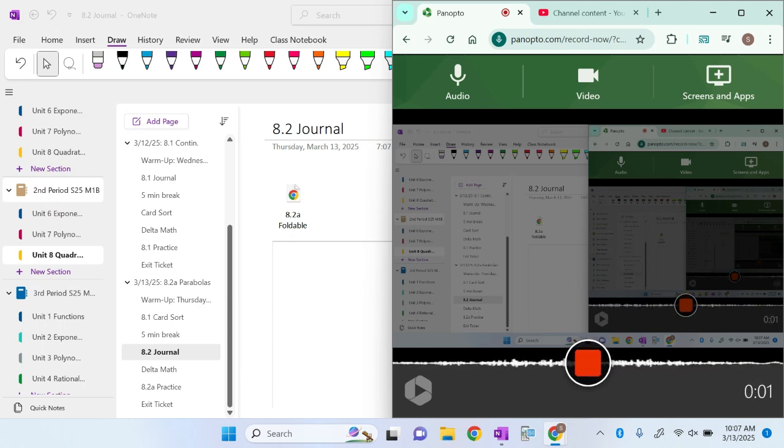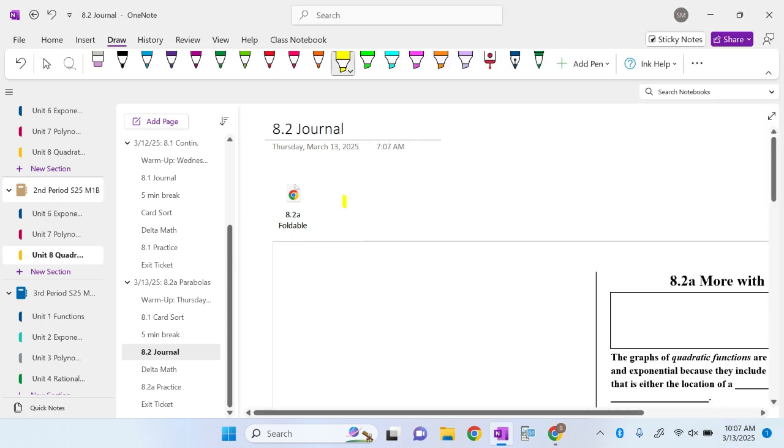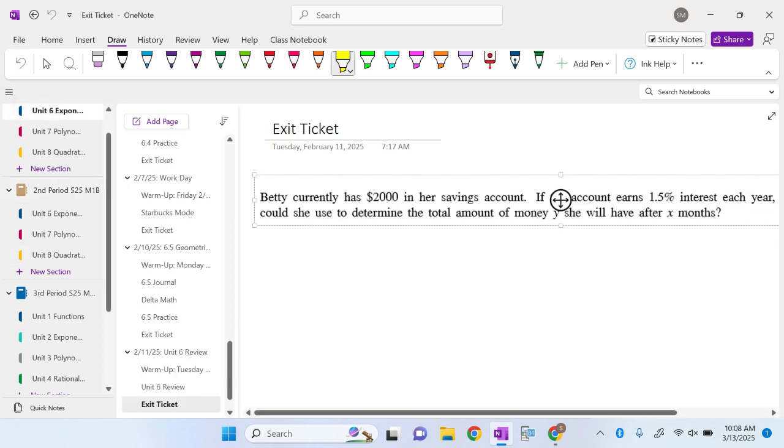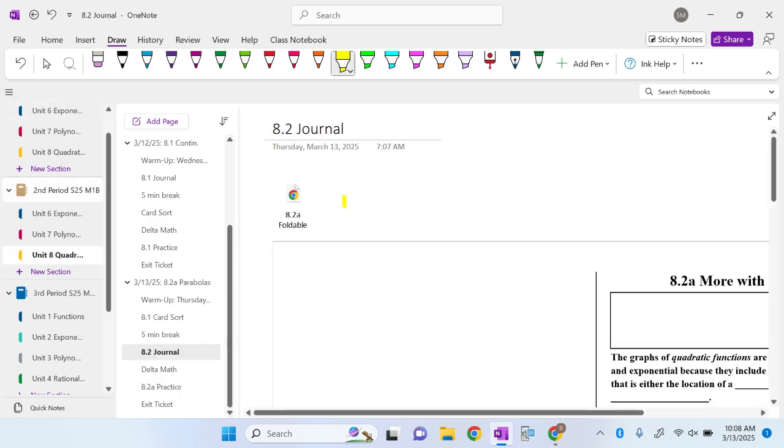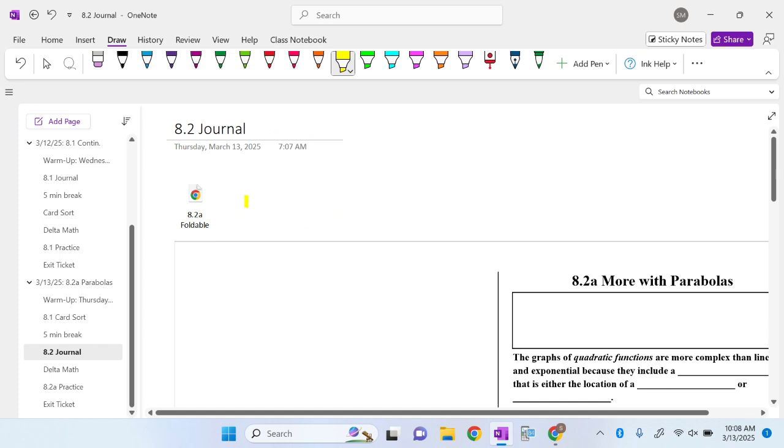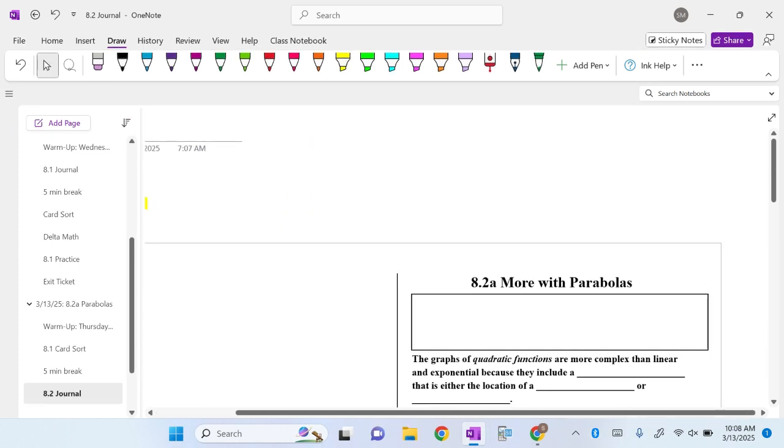Particular has to deal with why the parabola gets the shape that it does. So, if you're looking at this journal, oops, wrong thing. There we go. So first off, we got our I can statement.